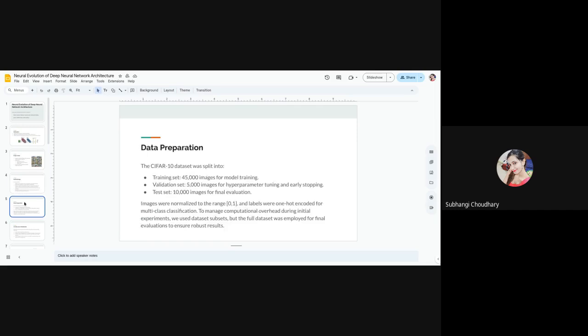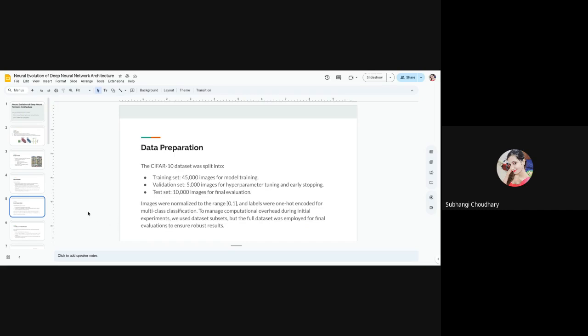Then I move on to data preparation, where the CIFAR-10 dataset was split into a training set, validation set, and test set. Images were normalized to the range 0 to 1, and labels were one-hot encoded for multi-class classification. To manage computational overhead during initial experiments, we used dataset subsets. The full dataset was employed for final evaluations to ensure robust results.